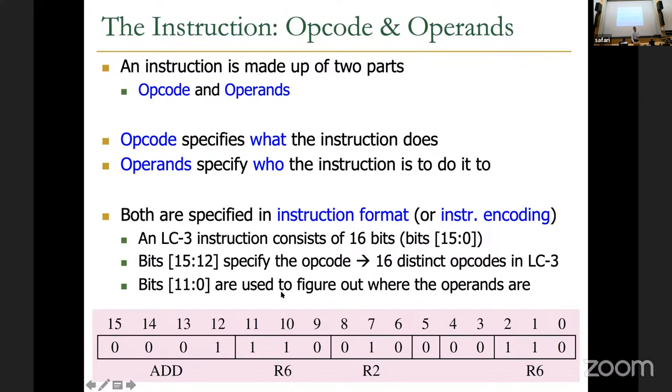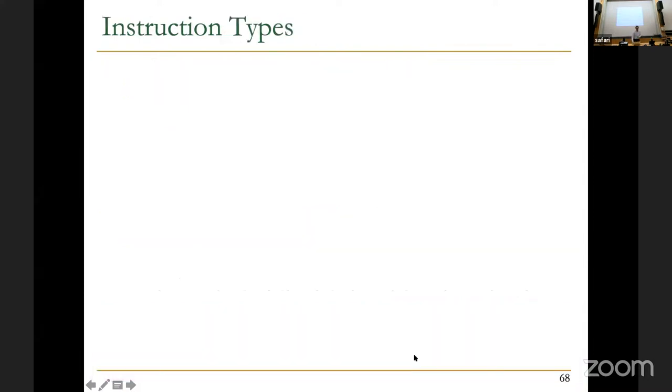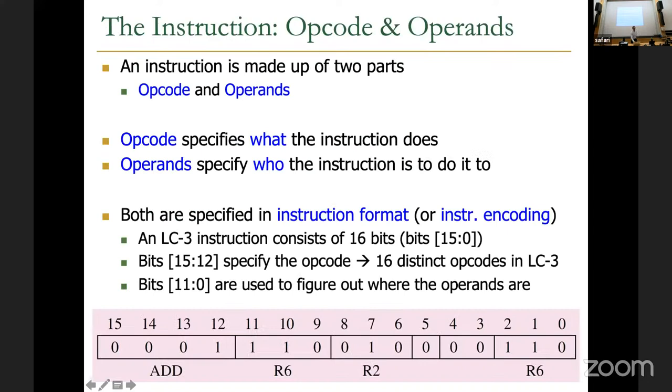And then bits 11 through 0 are used to figure out where the operands are. In this particular case, if this is the opcode, then the next three bits specify the destination register. The next three bits specify one source register, and the bottom three bits specify another source register. Now, bit 5 actually has some special meaning, as we will discuss later. So hopefully this is clear, right? This is the machine interpretation. This is the encoding, and this encoding is specified by the ISA.